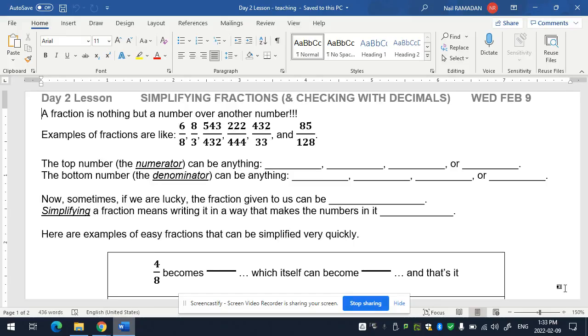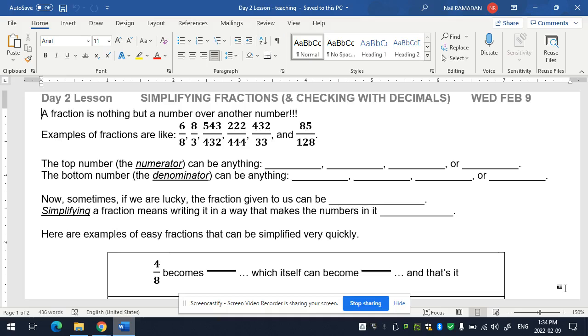So a fraction is nothing but really two numbers, one on top of the other. That's it. Any fraction, no matter how weird it is, boils down to that simple fact. Examples of fractions are 6 over 8, 8 over 3, 543 over 42. Obviously, I just chose random numbers. What I want you to know is that it doesn't matter which number is bigger and which number is smaller.